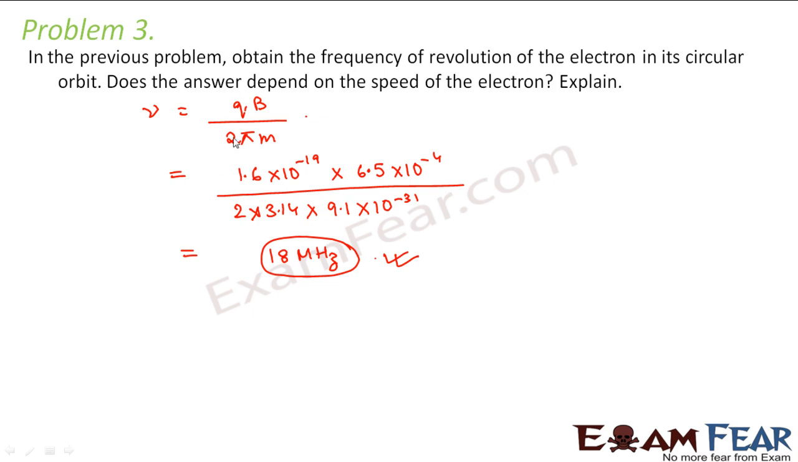Now, does it depend on speed? If you look at this expression, frequency depends on the charge of electron, mass of electron, and the magnetic field. So this frequency is independent of speed of electron. So it doesn't depend upon the velocity of electron. So it is independent of it.